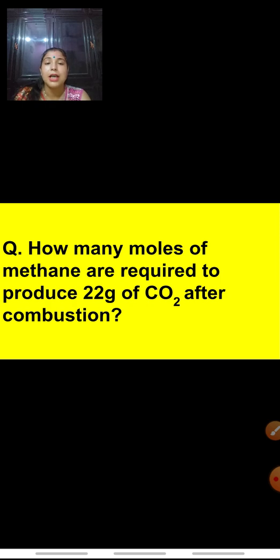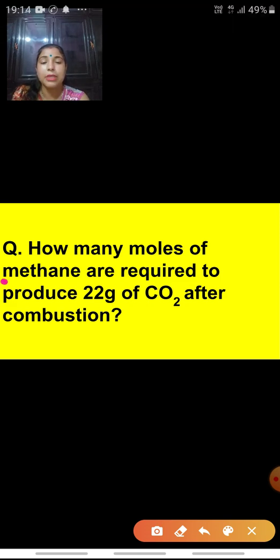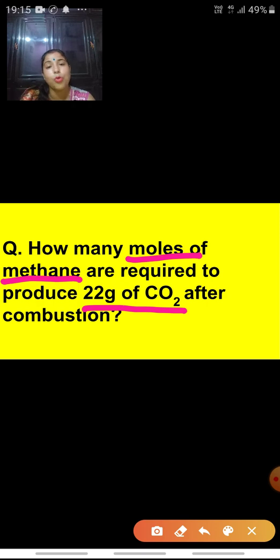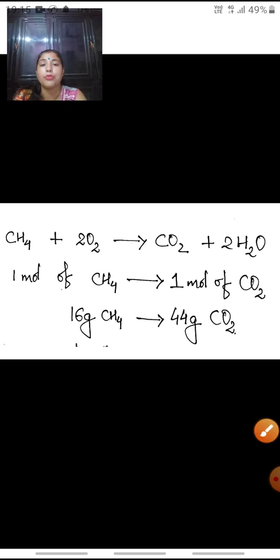That means how much methane is required to produce 22 gram of carbon dioxide? See, this question is quite different from that, because here for methane it is asked in moles, but for carbon dioxide the weight is given in grams. So the quantity is mole to gram. Now it is asked how many moles of methane you have to calculate that are required to produce 22 gram of carbon dioxide. Now see how we can do this.